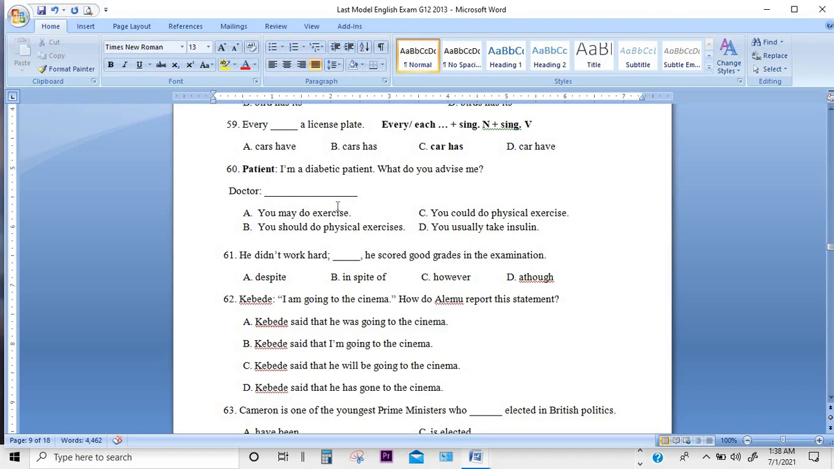So the question is here. The doctor will reply, what could it be? The patient says, "I'm a diabetic patient. What do you advise me?" So the doctor may say: you may do exercise, you should do physical exercises, you could do physical exercise, you usually take insulin. Which one can he say?